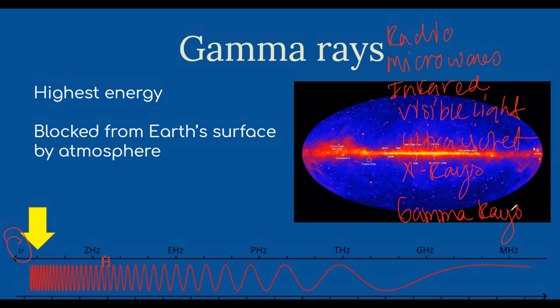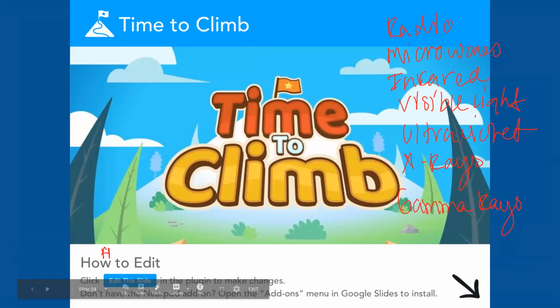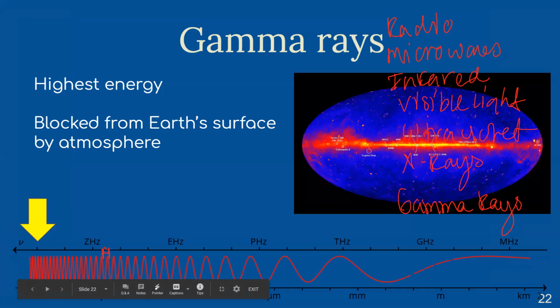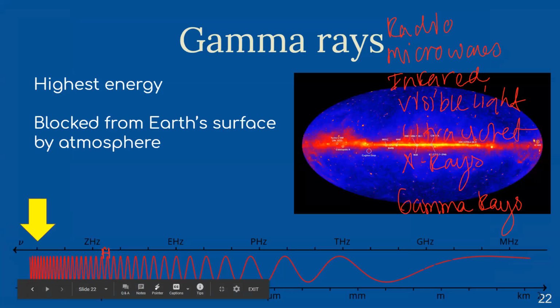But this is the electromagnetic spectrum. So you got radio, microwave, infrared, visible light, ultraviolet, X-rays, gamma rays. So a recap. I don't need you guys to know what the different things do. All you guys need to know is the order of it and how they go from low frequency to high frequency.